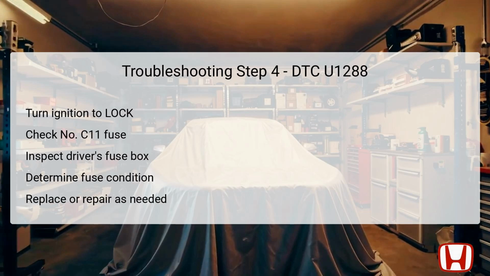For the fourth step in troubleshooting DTC U1288, begin by turning the ignition switch to the lock position once again. This sets the vehicle in a state where you can safely inspect the fuses. Focus on the number C11 fuse, located in the driver's under-dash fuse relay box. This particular fuse is rated at 7.5A and protects circuits related to components like the parking sensor module.